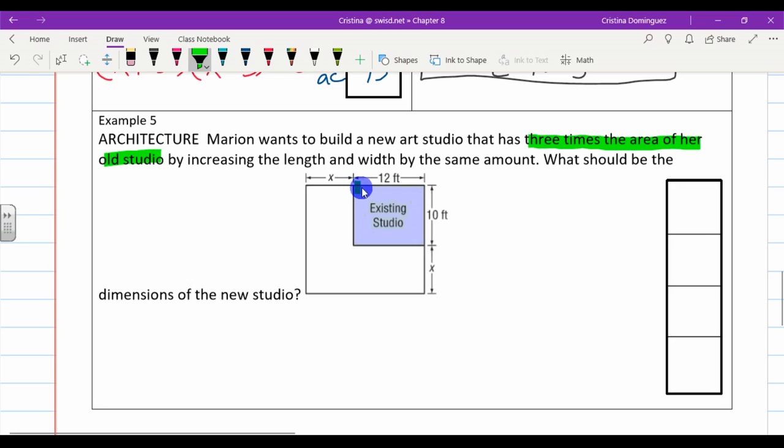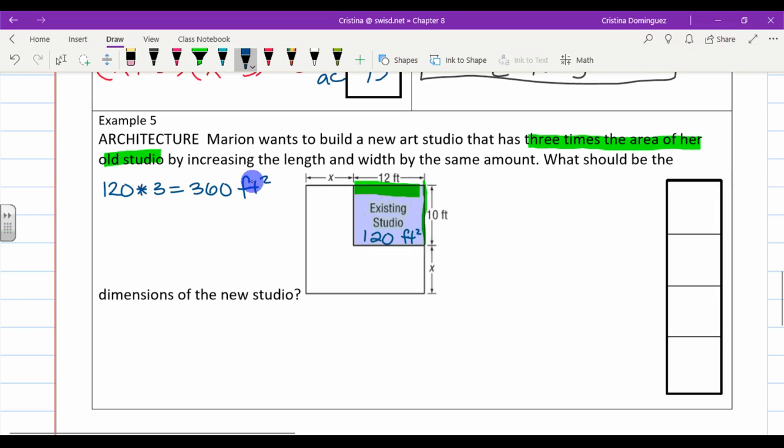Well, 12 times 10, which results in, good, 120 square feet. Okay, so if I want 3 times that, how many square feet are we talking about? Good. 360 square feet.